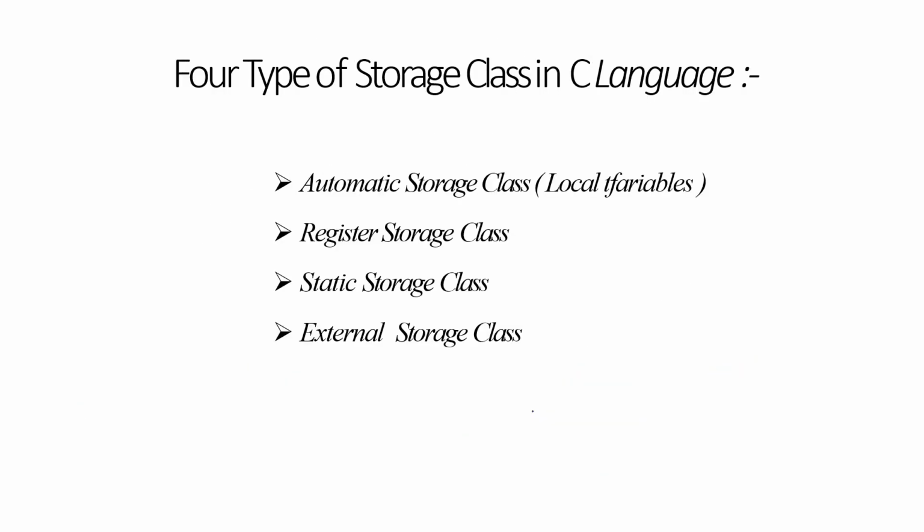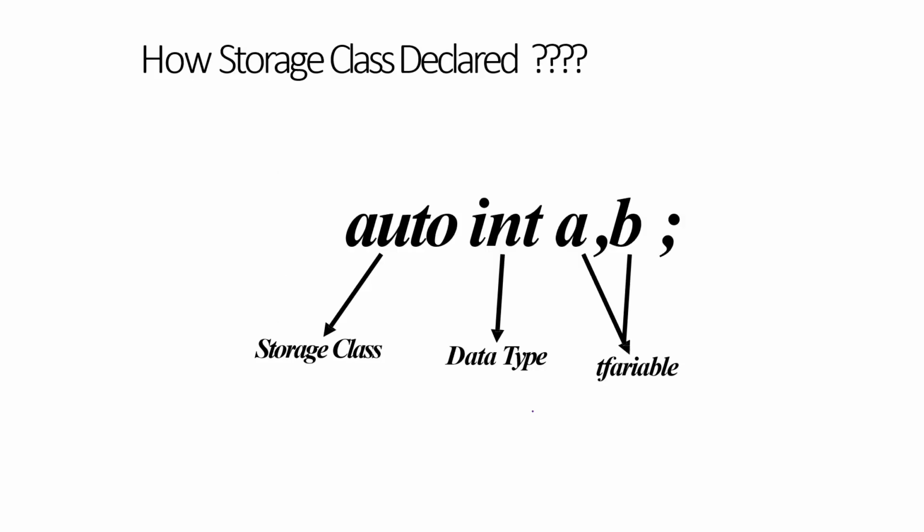Anyway, these are the 4 different storage classes that we have in our C language: automatic storage class, register storage class, static and external storage class. The automatic storage class is the default storage class. Default storage class means if you don't define any storage class at the time of declaring a variable, the compiler assumes that the variable has automatic storage class, and the variable behaves according to the features of the automatic storage class.